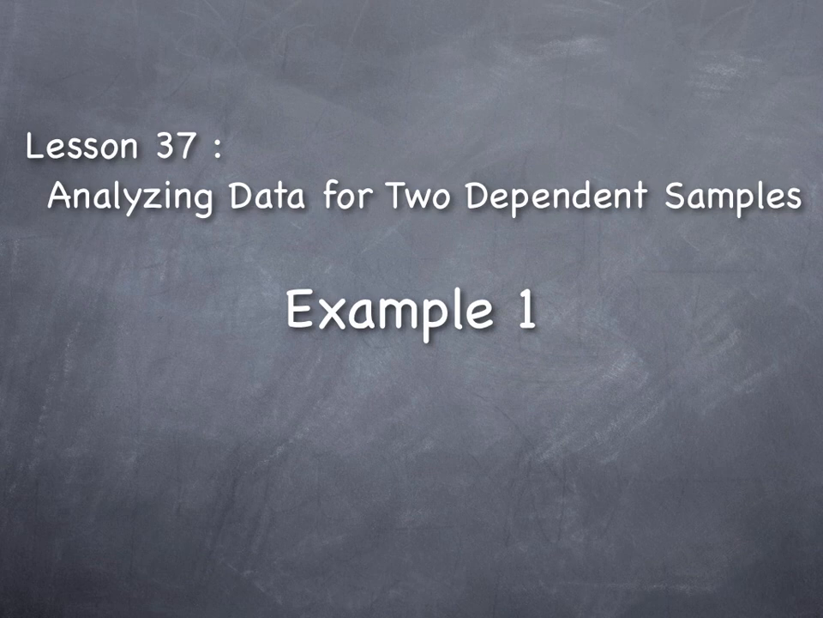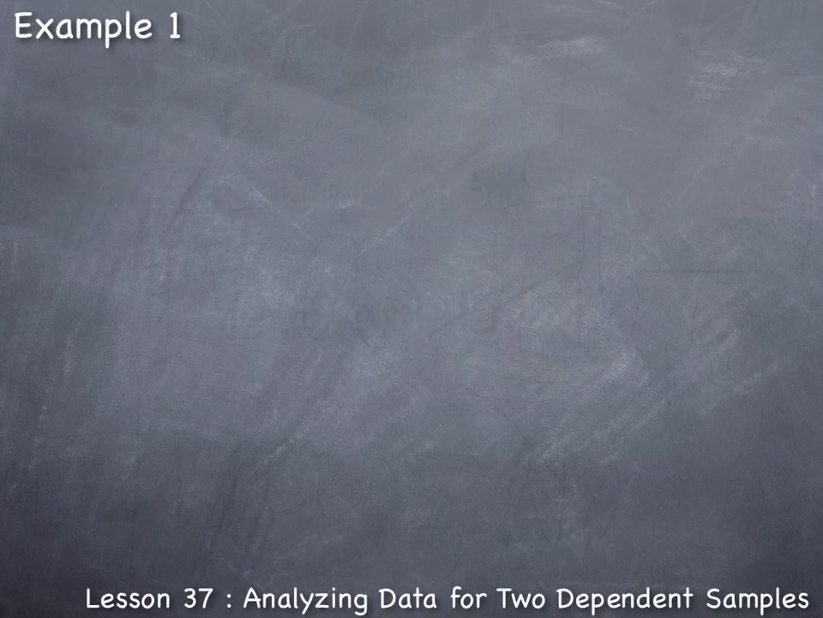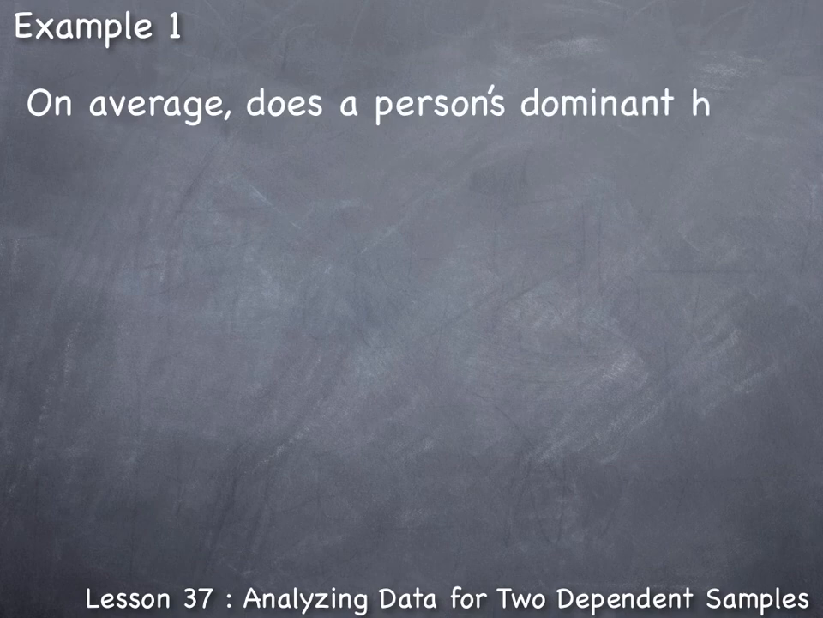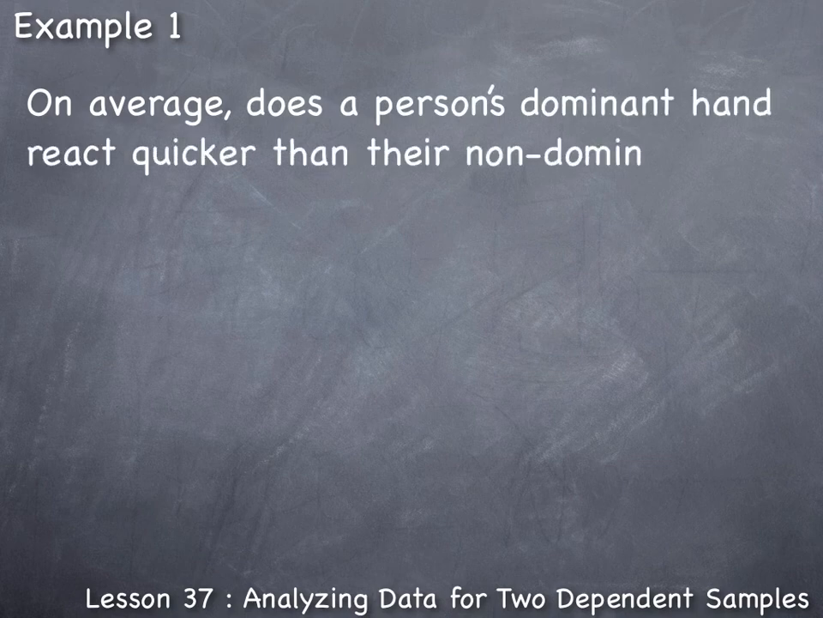Lesson 37, Analyzing Data for Two Dependent Samples. Example 1. On average, does a person's dominant hand react quicker than their non-dominant hand?